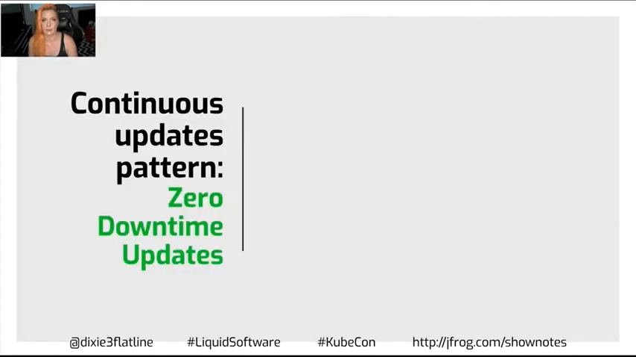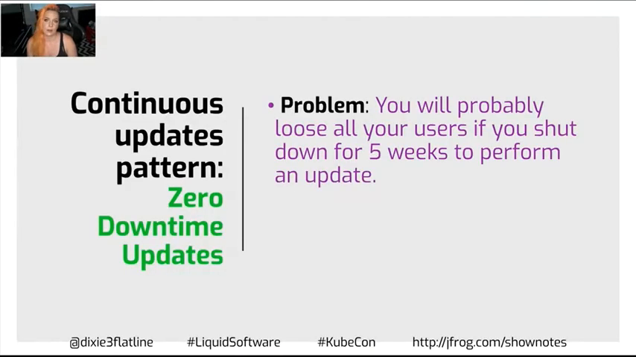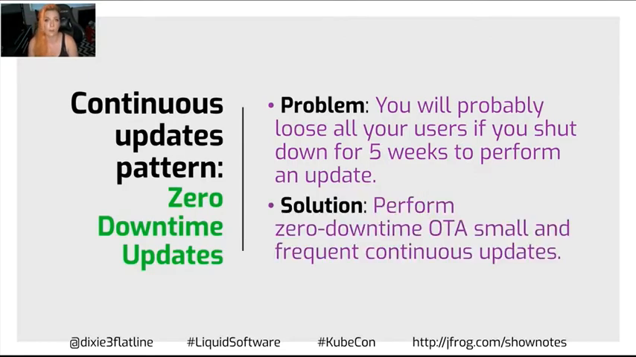We need zero-time updates. If you shut down for 5 weeks to perform an update, your users are not going to wait for you. Why should they? There's no reason. It's an unreasonable ask. Instead, your updates should be small and they should be frequent. They should never, ever, ever cause downtime for the user just to put out an update.